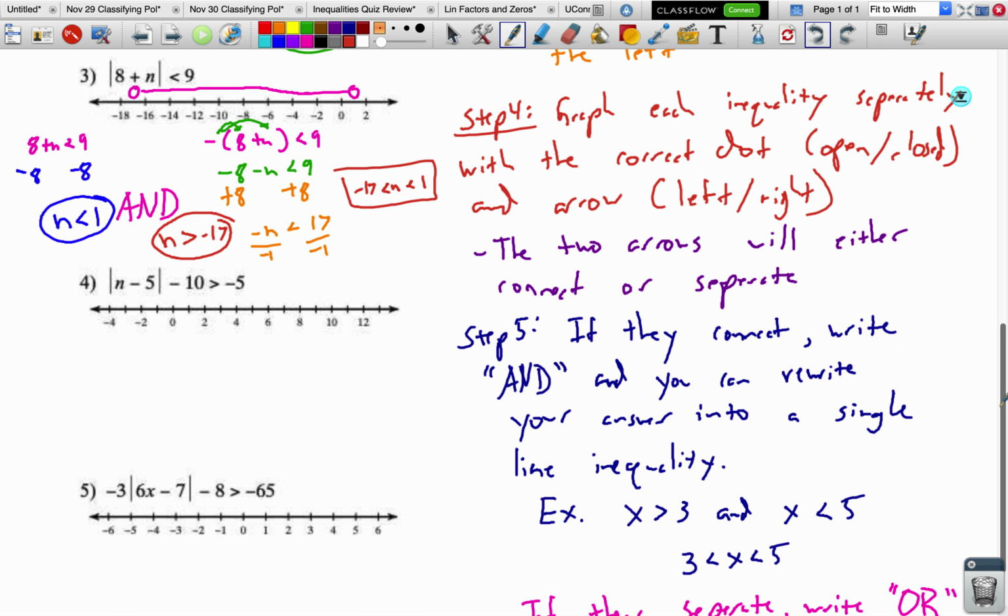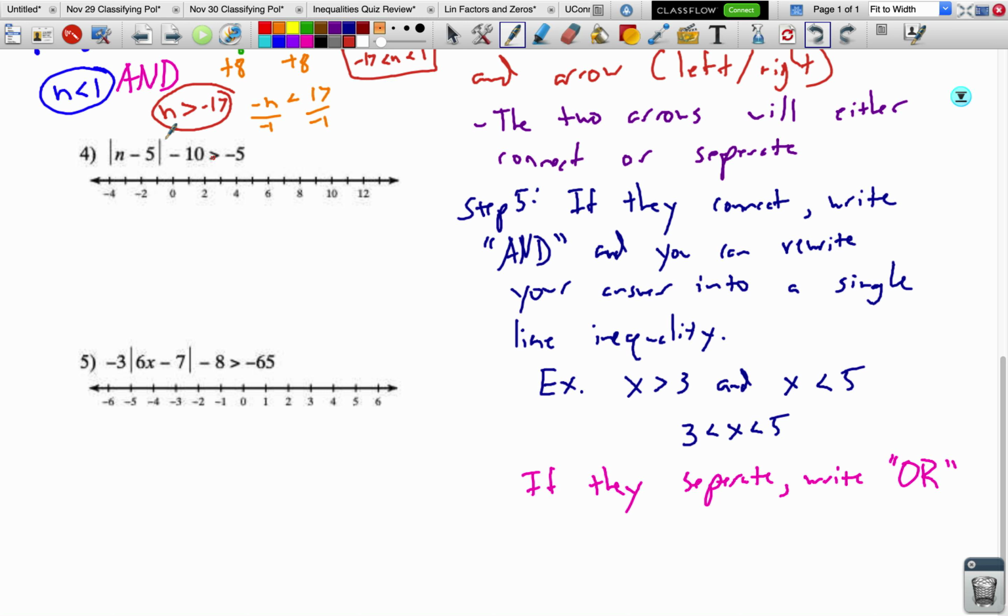Number 4. Now the absolute value bracket is not isolated. I need to isolate it. Let me copy it down over here. Absolute value of n minus 5, minus 10, is greater than -5. I need to add 10 to both sides. Now I've got the absolute value of n minus 5 is greater than 5.